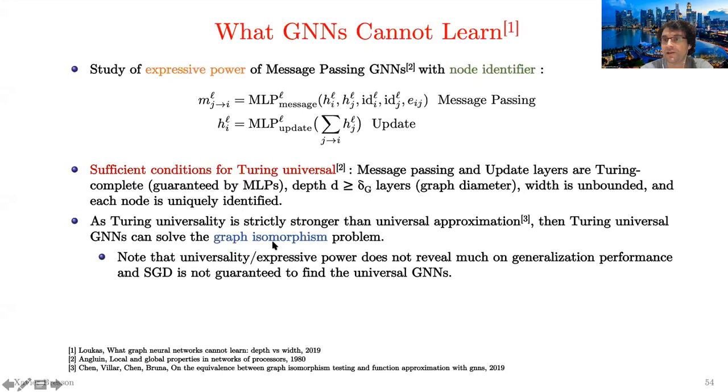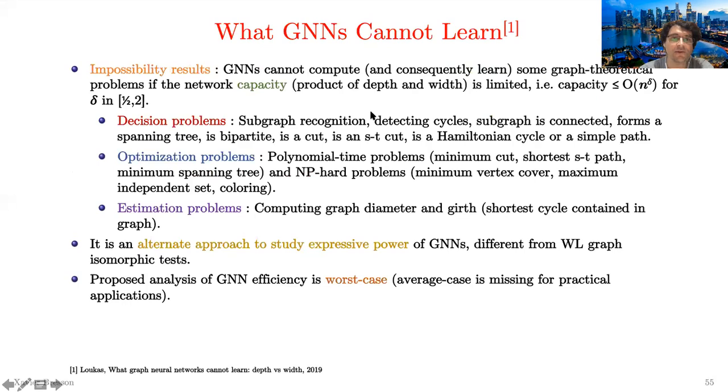And again, what I want to emphasize is that universality doesn't mean that you get good generalization performance, so we need to be careful with that. In the study, something was very interesting. He said we have some impossibility results, it means when graph neural networks are able or not to solve graph theoretical problems. For this, he looked at the capacity of the network, which is basically the number of layers times the hidden dimension. If the capacity is less than some value, the number of nodes to the power something between half and two, then sometimes you cannot solve these problems: decision problems, optimization problems, and estimation problems, which are very basic fundamental problems in graph theory.